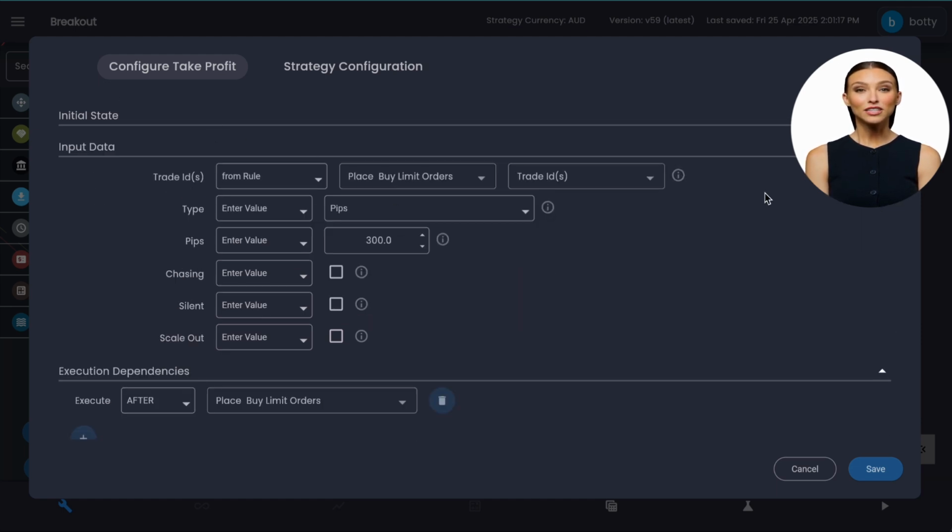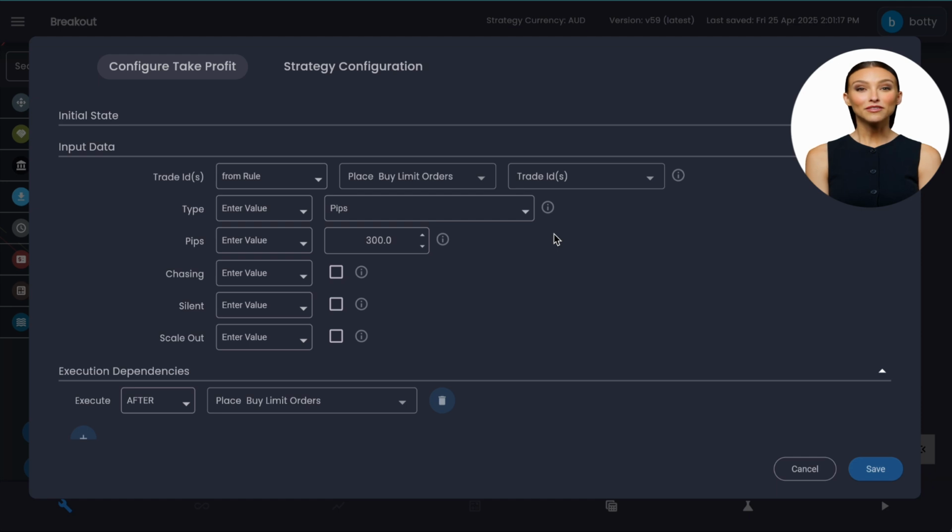Trade IDs are a list of one or more unique identifiers for trades and are output by rules such as place trades, trade collector, or filter trades. The trades could have been placed at any time either individually, in a group, or filtered from another list. A take profit can be set on a trade when it is a pending order or an open position. However, a trade can only have a single take profit configured, so executing a take profit rule for a trade that already has a take profit set will replace the existing take profit.